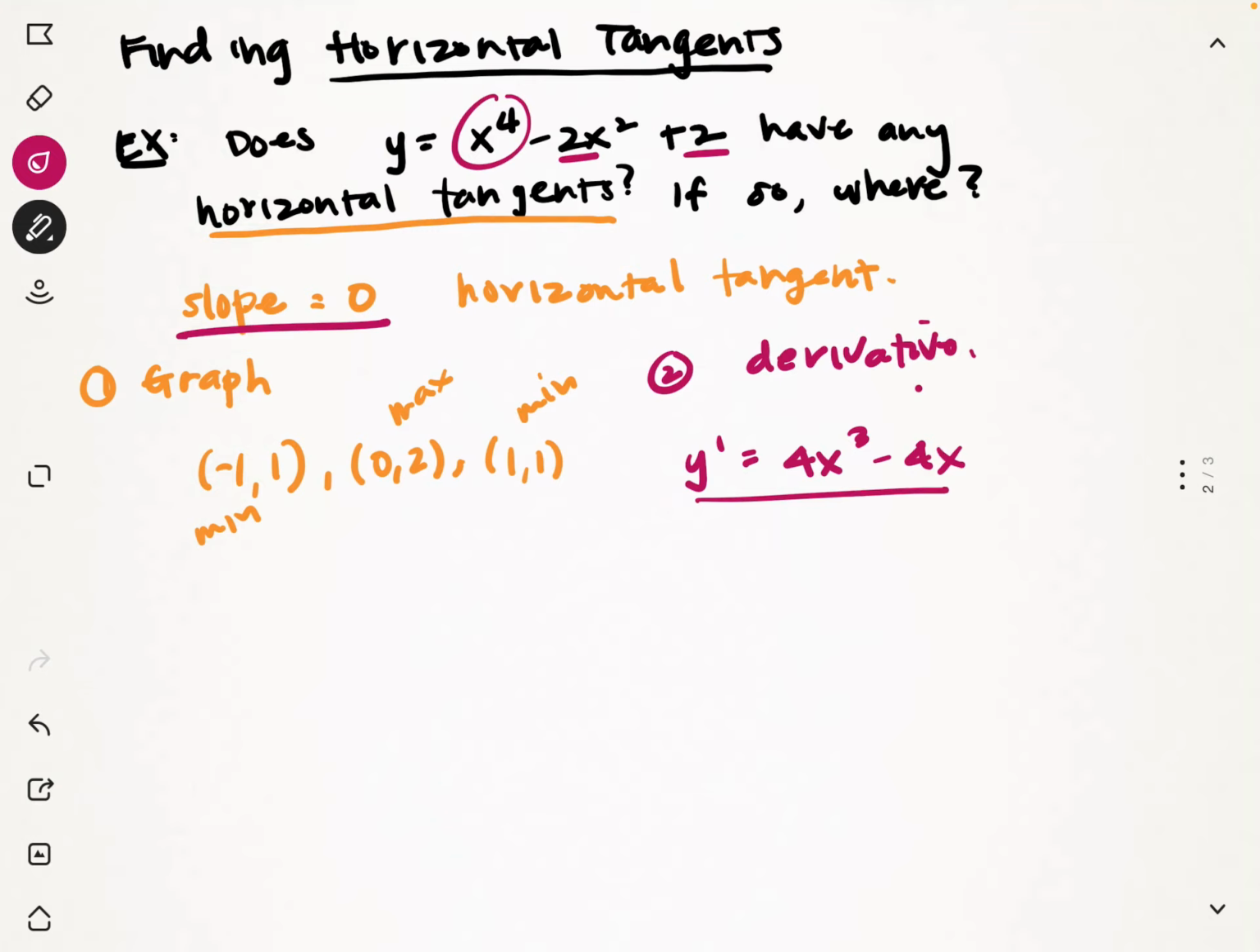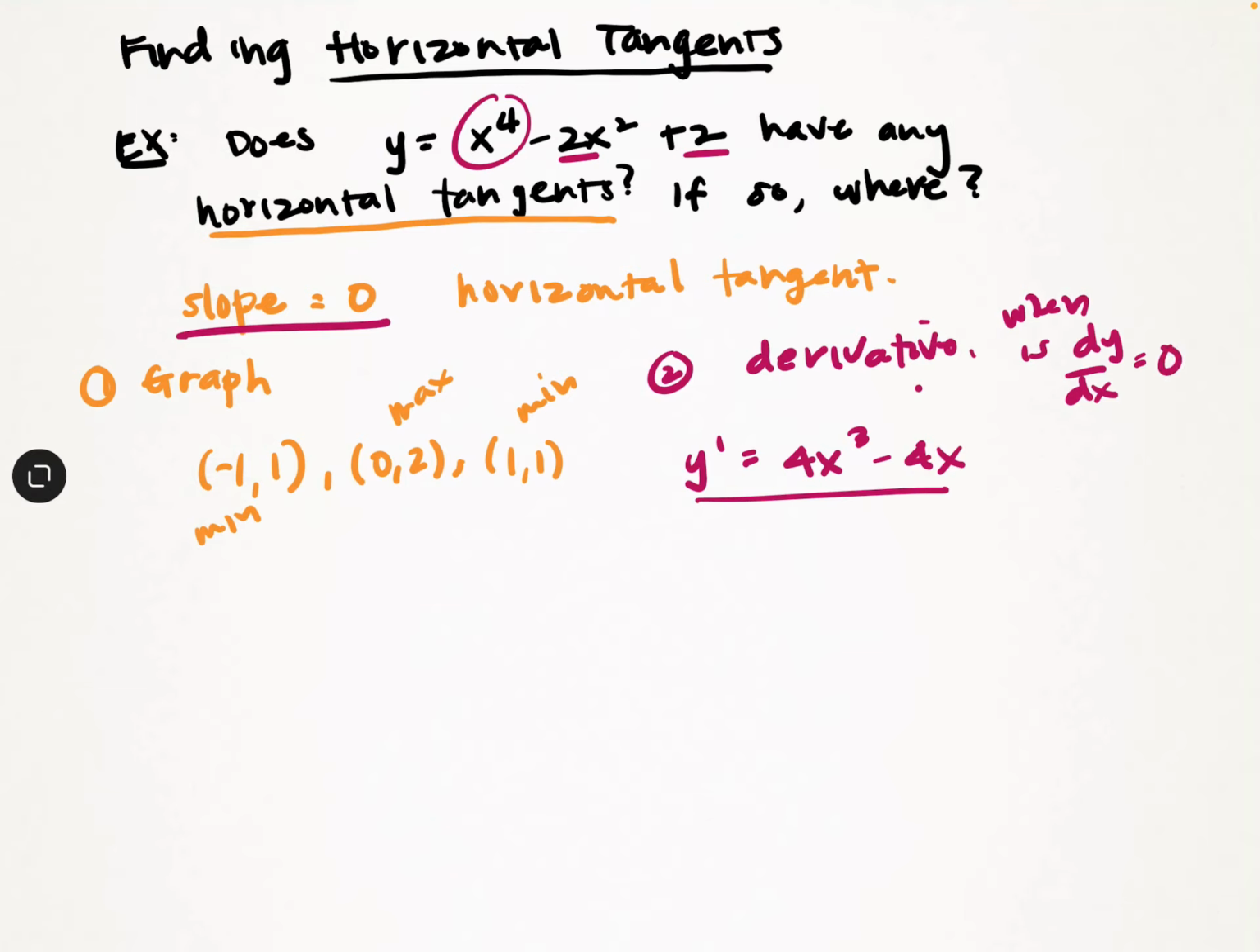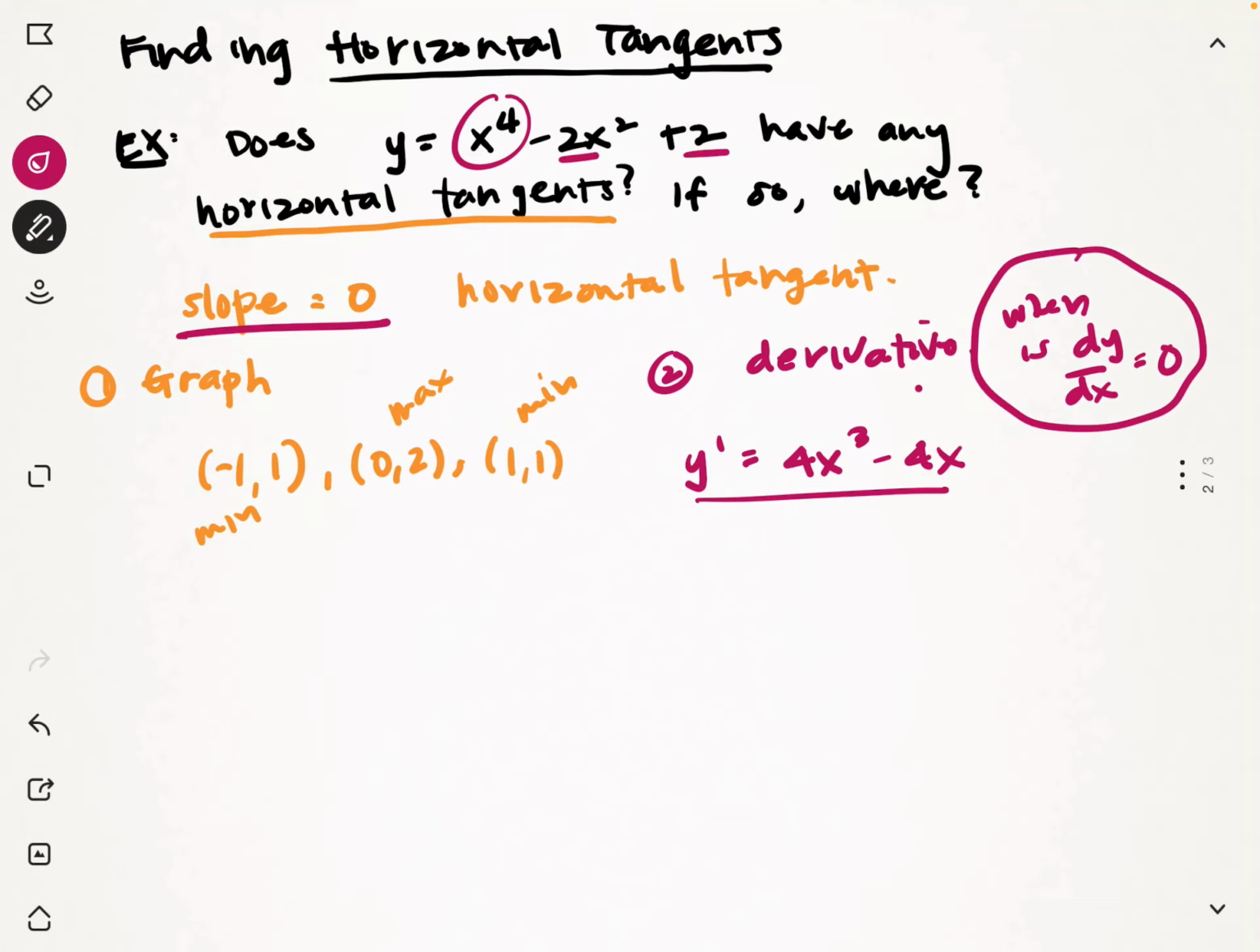Now also we know that the slope is 0, so that means we're looking for when the derivative with respect to x of y is equal to 0. Anytime we see horizontal tangents, we're looking for when the derivative is equal to 0. So all we have to do, since we found the derivative, is set it equal to 0 and find all the x's that make this true.